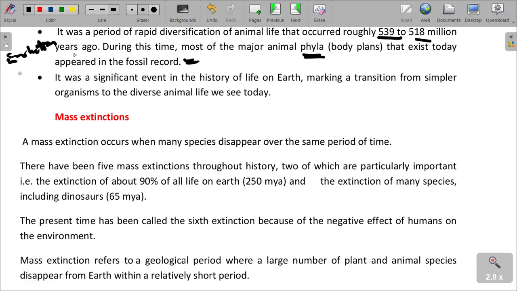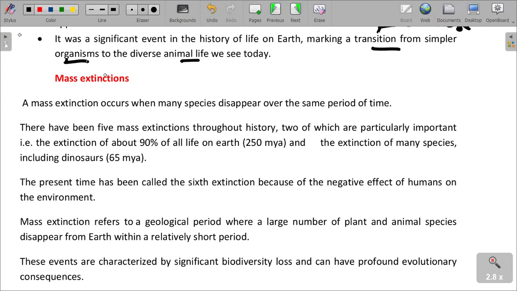It was a significant event in the history of life on Earth, marking transition, which is marking change. It's a change from simpler organisms to the diverse animal life we see today. So there is a sophistication of life that came as a result of adaptation, as a result of various geological events. Events that took place historically transformed the organisms that we see today versus the ones that lived millions of years ago. You understand?